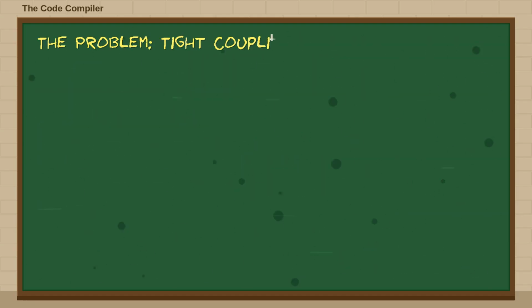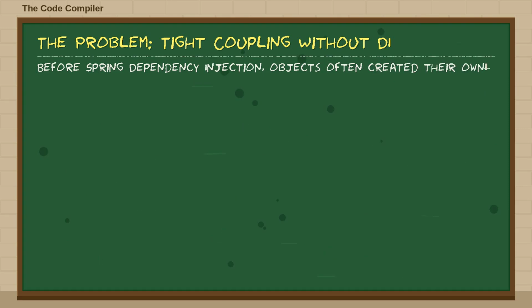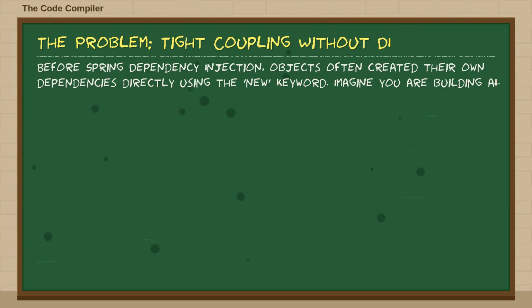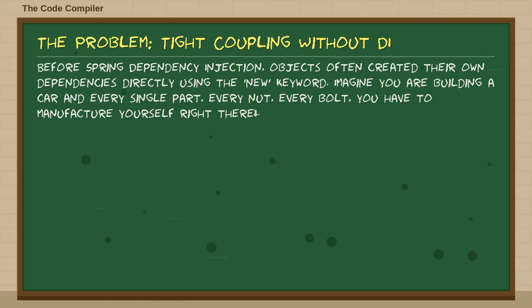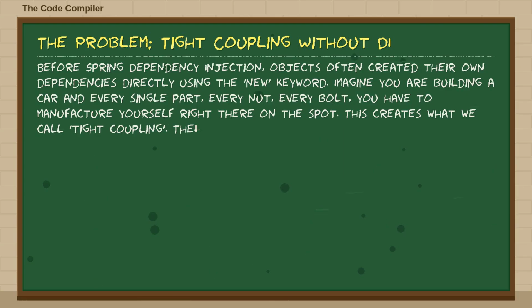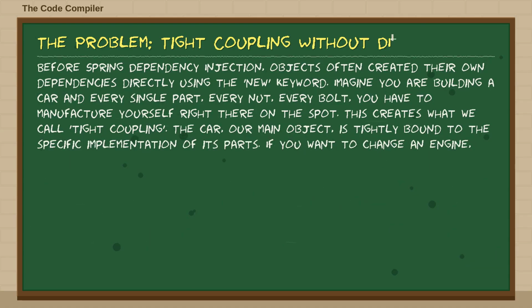Before Spring dependency injection, objects often created their own dependencies directly using the new keyword. Imagine you are building a car and every single part, every nut, every bolt, you have to manufacture yourself right there on the spot. This creates what we call tight coupling. The car, our main object, is tightly bound to the specific implementation of its parts.